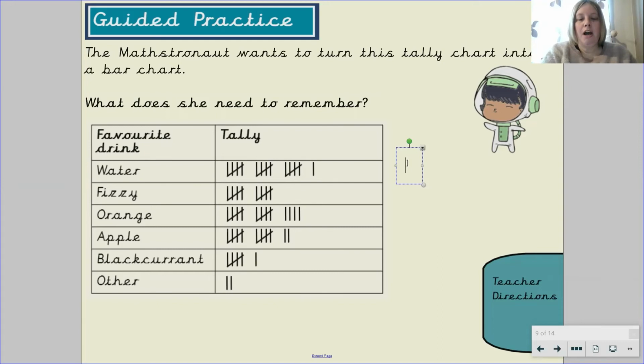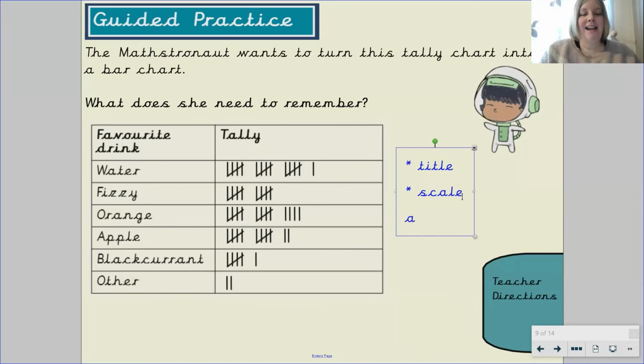So we need to make sure that our bar chart has a title. We need to make sure that we have a scale. And just like when we were drawing our pictograms, you need to think about your scales. So your scale could be in ones, it could be in twos, it could be in fives like the pictogram I drew, or it could be in tens, but you need to use the information that you are given so that you have a sensible scale.